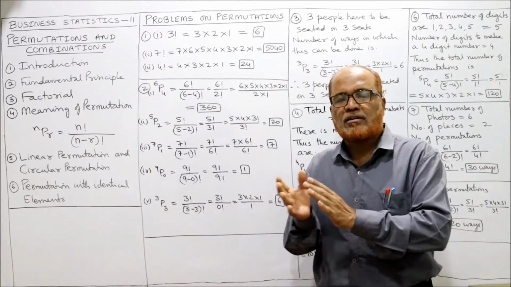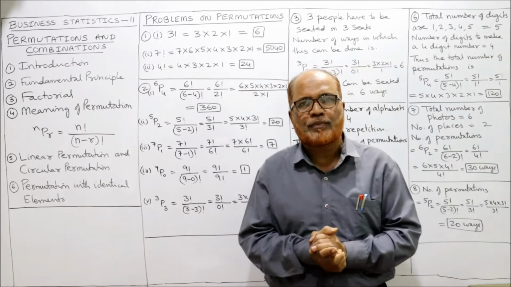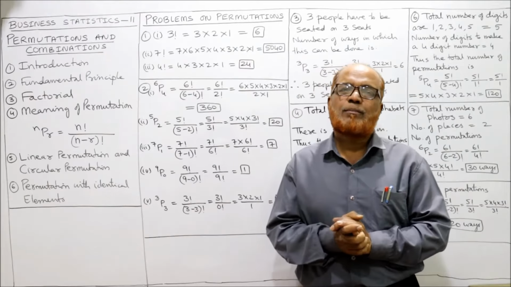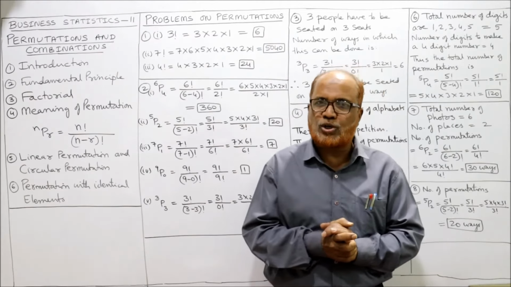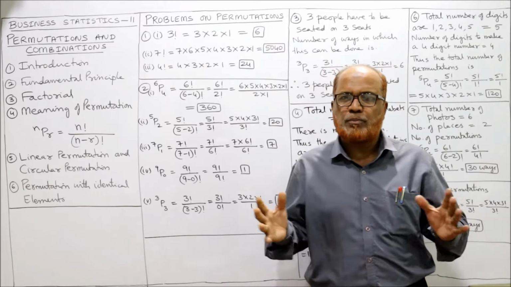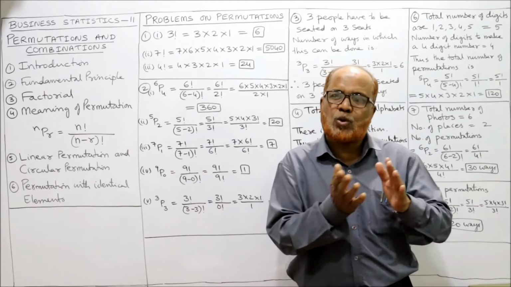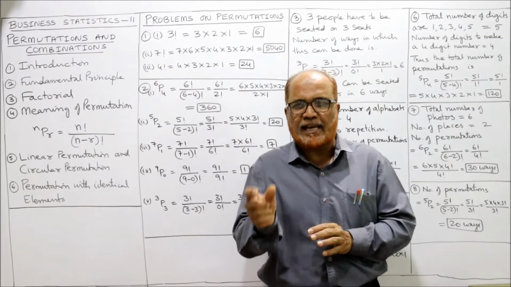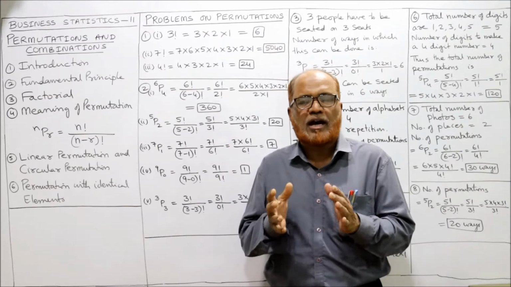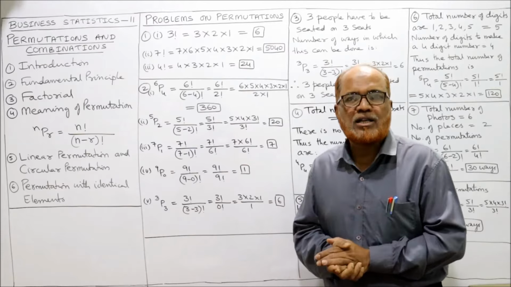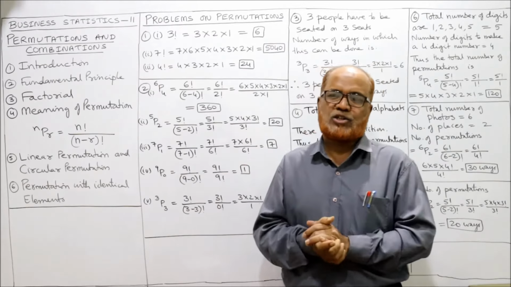Apart from that, we have completed theoretical distribution. Under theoretical distribution, we have completed the binomial distribution, Poisson distribution, and normal distribution, and we have solved so many problems. So if you want complete command on these topics, go back to my playlist, select the concerned videos, and watch them again and again. Definitely you will enjoy gaining the knowledge.